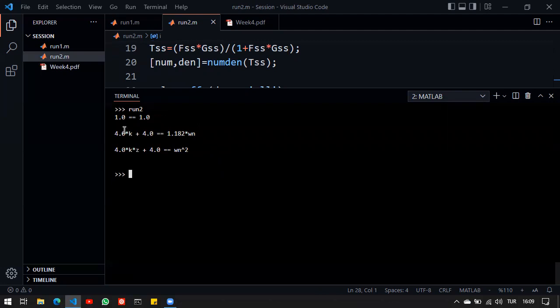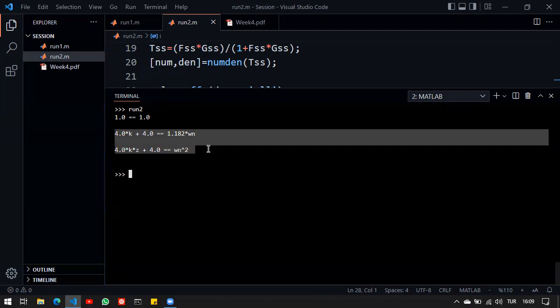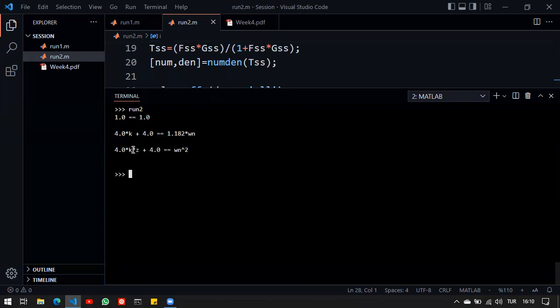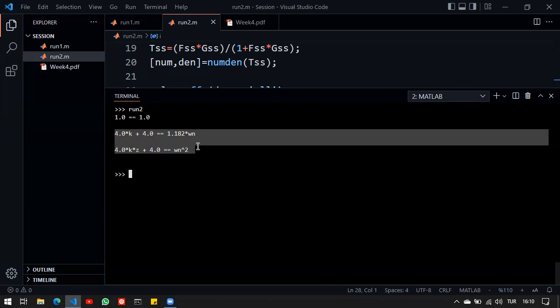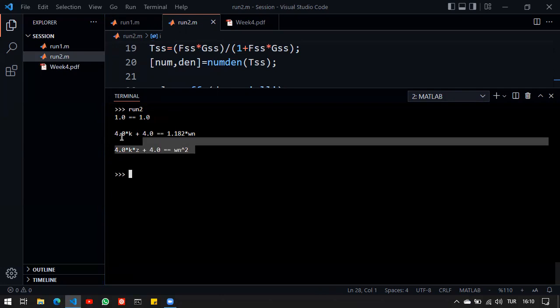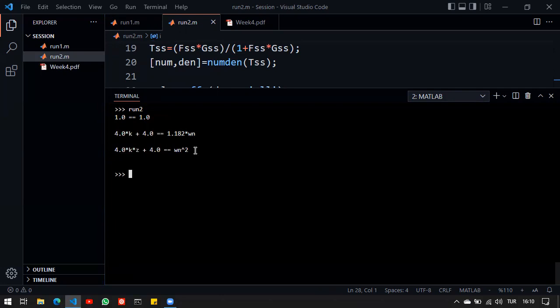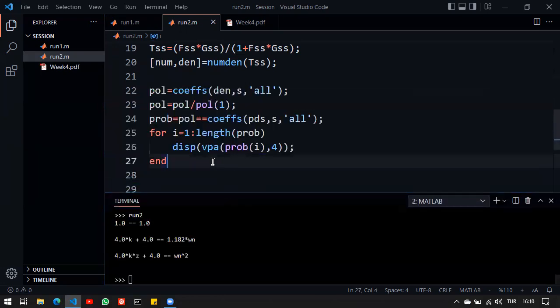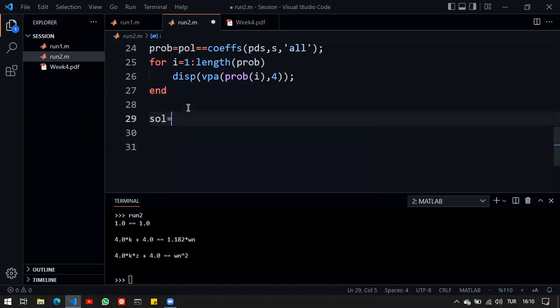In fact, for this problem, I have two equations, two meaningful equations, but omega n, k, and z are unknown. So I have 3 parameters and 2 equations, which means that I have infinitely many solutions. I can choose omega n. If I choose omega n, then I'll end up with one unique solution. But in this case, there are infinite possibilities here. So let's, for the sake of simplicity, let MATLAB decide what the solution should be.